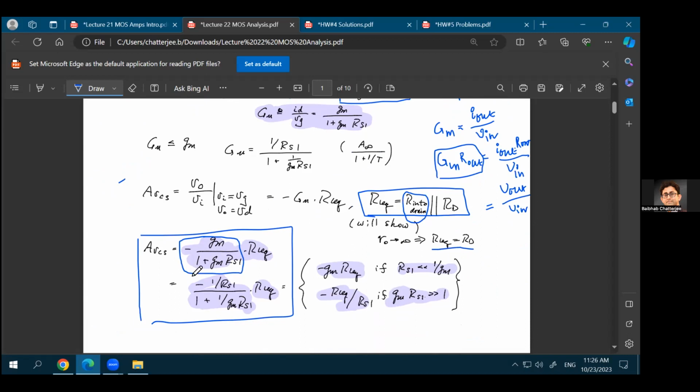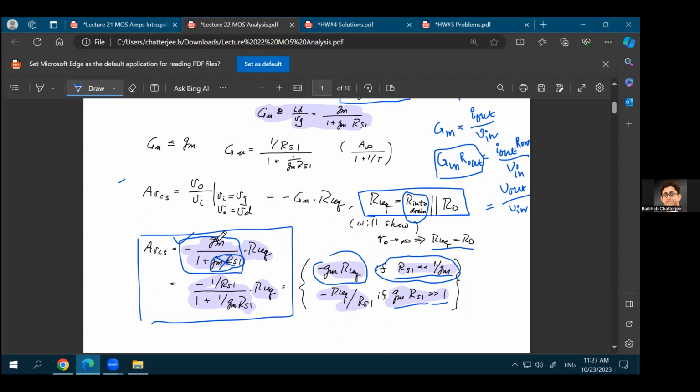Okay, now from this particular equation, if your RS1, if your resistance is much less than 1 upon Gm, or Gm times RS1, if that is much less than 1, then this voltage term reduces to minus Gm times R equivalent, because Gm times RS1 is much less than 1, so you can just ignore it in this condition, that if your RS1 is much lower than 1 upon Gm. On the other hand, if your Gm times RS1 is much higher than 1, then you can write this equation that is shown on top as the one that is shown on bottom.